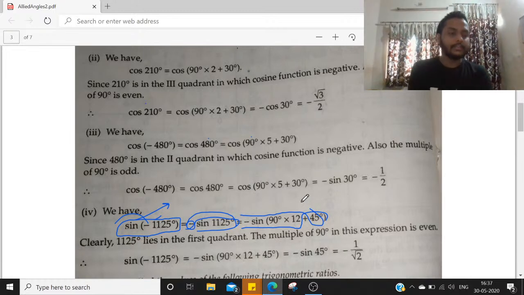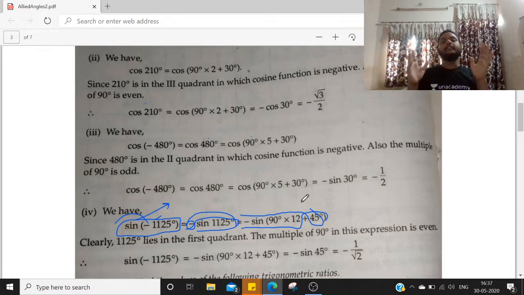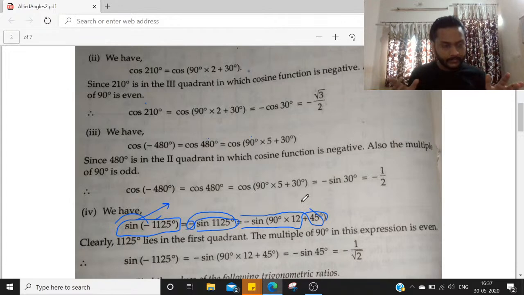Is that clear to you or not, guys? Everyone out there, please tell me quickly. Are we sorted till here, guys? 11th out there, are we sorted till here? Please tell me quickly, everyone.